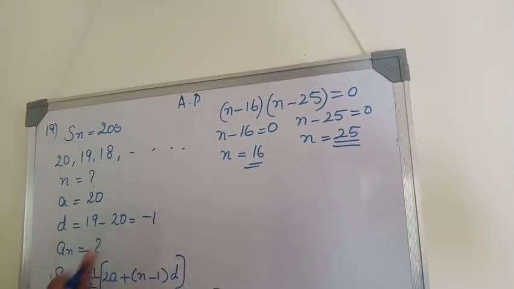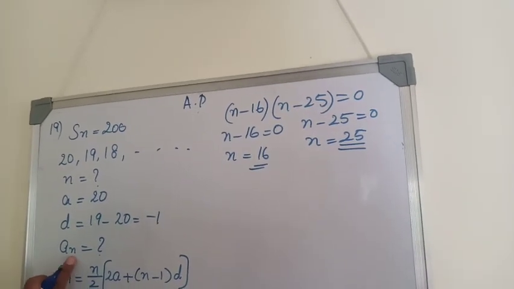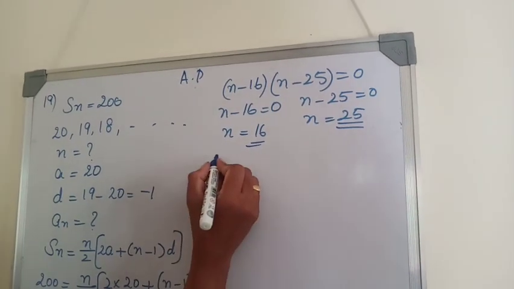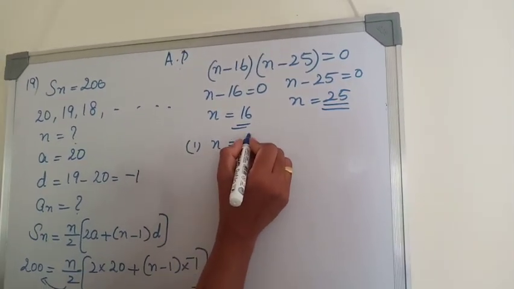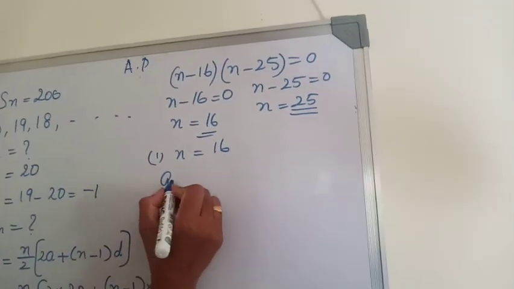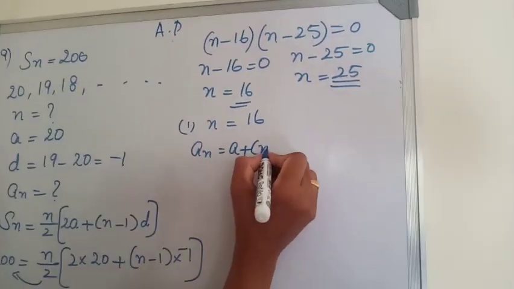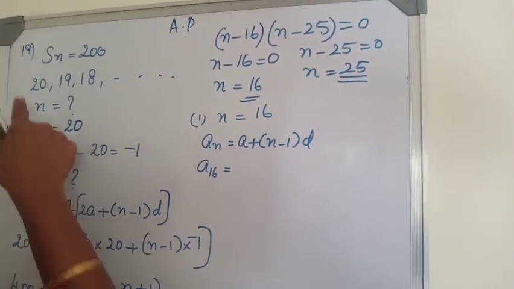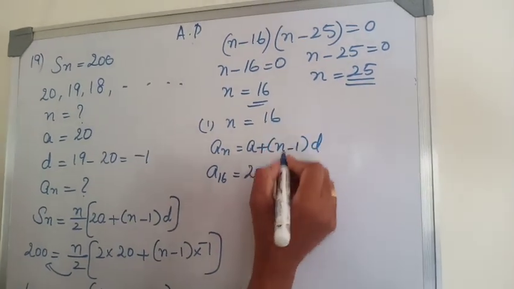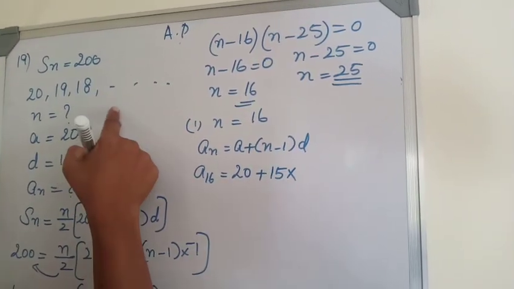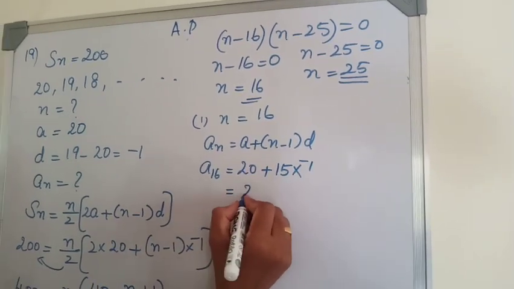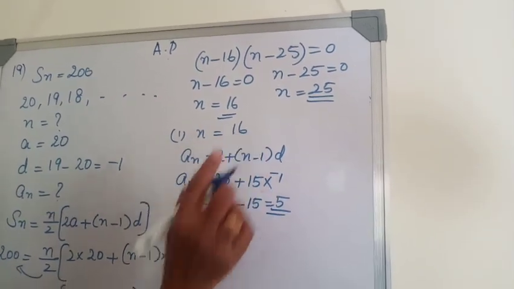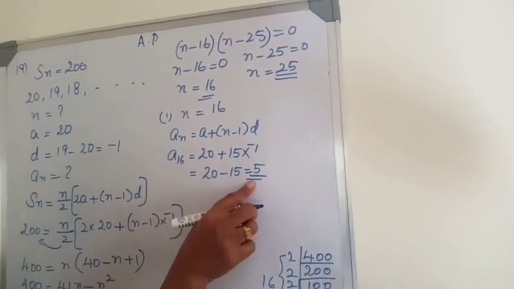See how many rows are there? We will find it out by a value. So here the top row, how many logs are there also we have to find out. First we will consider n as 16. So we will find out a. An equals a plus n minus 1 into d. N is considered as 16. A16 is equal to a is 20 plus 16 minus 1 is 15 into d is minus 1. So 20 minus 15, it is 5. So if n is 16, the number of logs on the top row is 5.